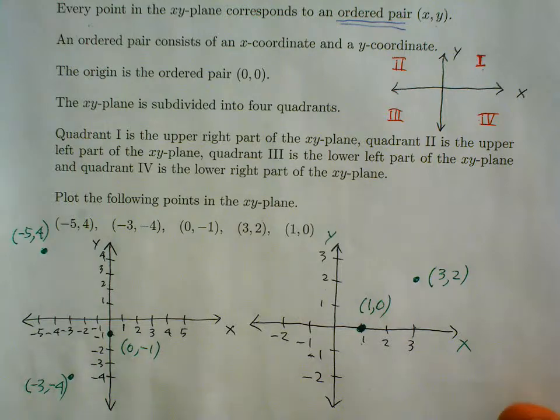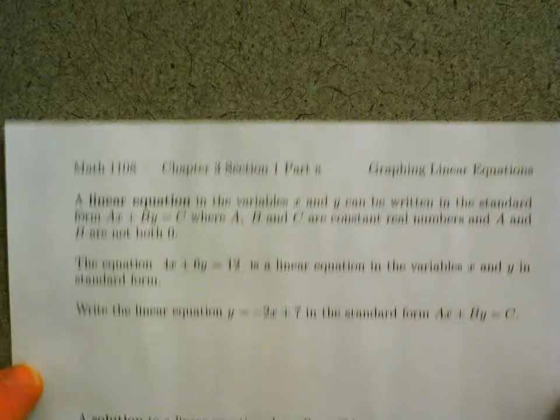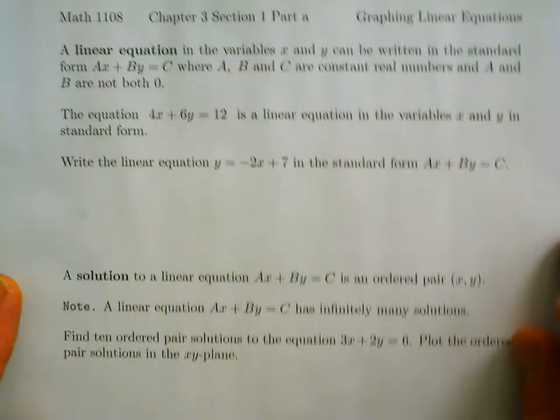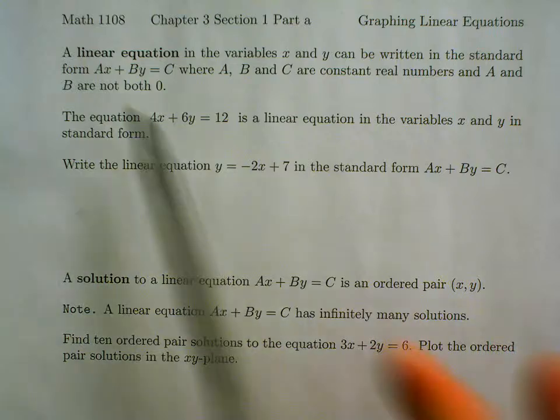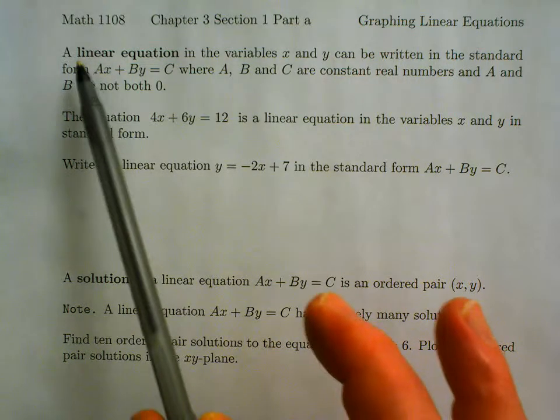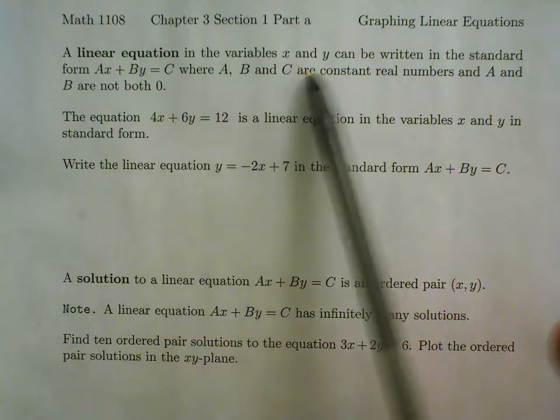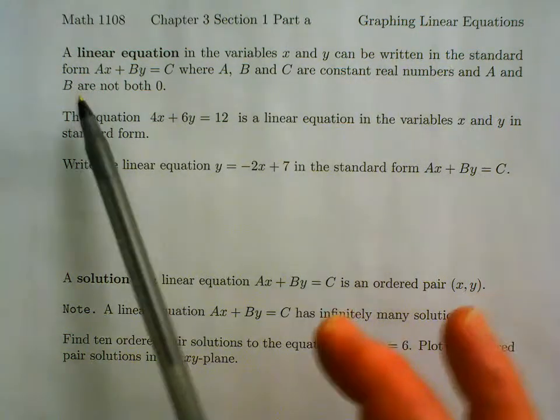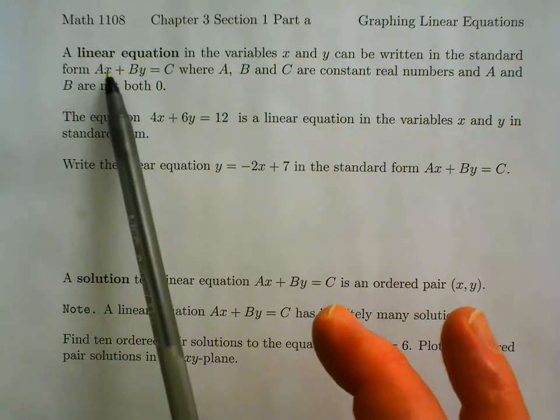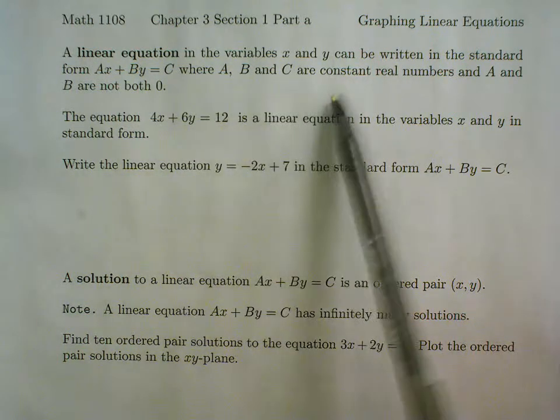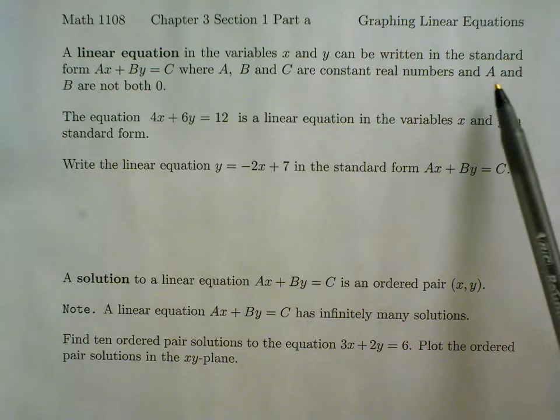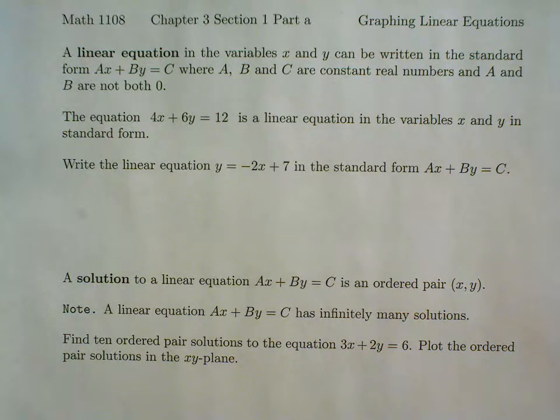Okay, let's move on to the next page. Here's another definition. A linear equation in the variables x and y can be written in the standard form ax plus by equals c, where a, b, and c are constant real numbers, and a and b are not both 0.